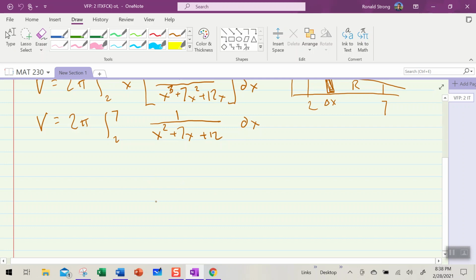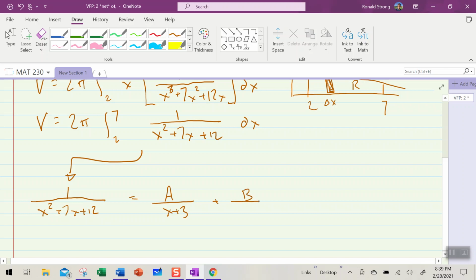And so this is where the partial fraction decomposition comes into place. So let's do that right over here. We have 1 over x squared plus 7x plus 12. That will factor into x plus 3 times x plus 4. So we can create two fractions, A over x plus 3 plus B over x plus 4.